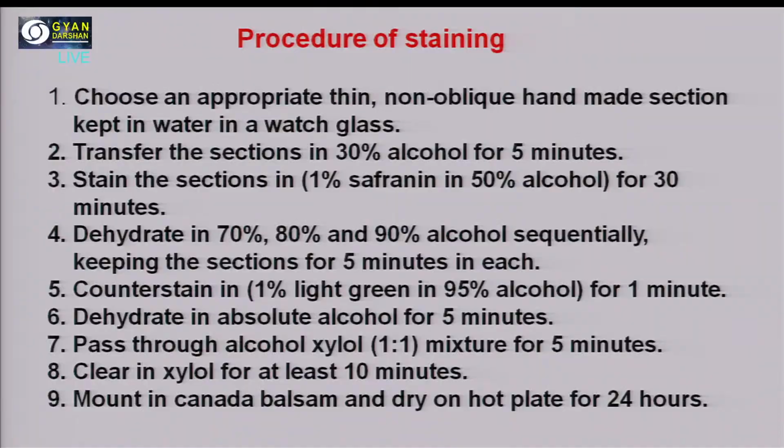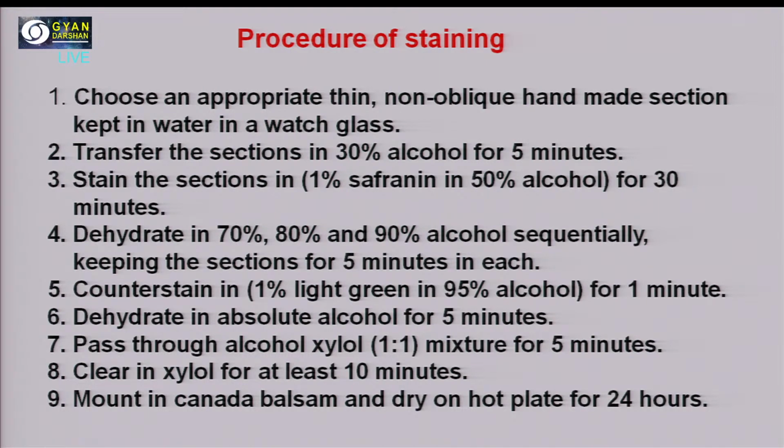Now, how do you go for this staining? These are some of the steps. Choose an appropriate thin non-oblique handmade section kept in water in a watch glass. Transfer the sections in 30% alcohol for 5 minutes and then go for the staining. First you add 1% safranin. This 1% safranin has been prepared in 50% alcohol. Stain it for 30 minutes.